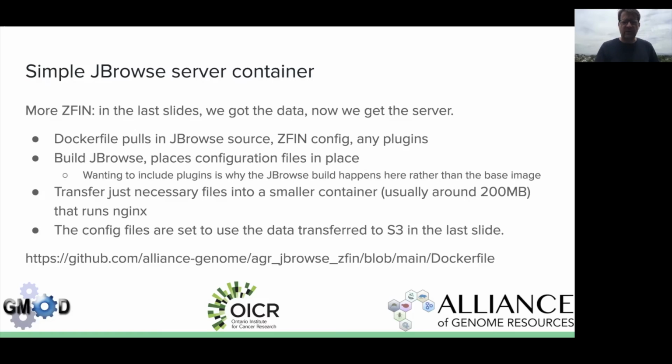So now we've got data. Now we need to get the server. So basically, now we start with the JBrowse build env Dockerfile. And so it pulls in the JBrowse source. It pulls in some JBrowse configuration files. It pulls in any plugins, and then it will build JBrowse.